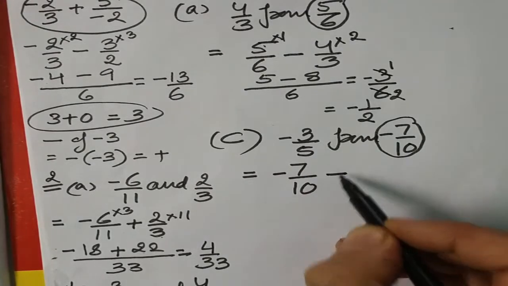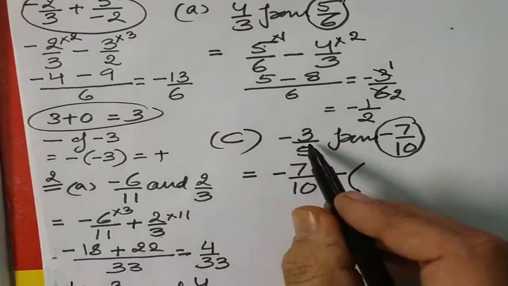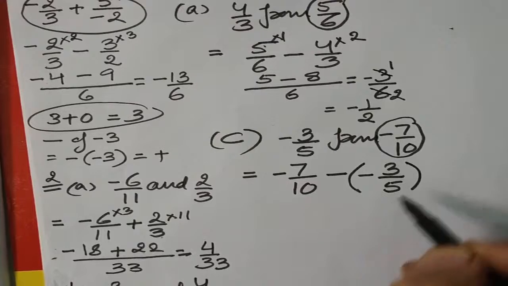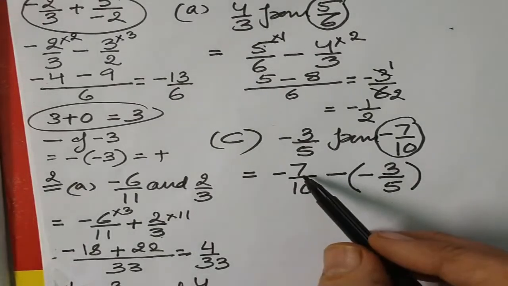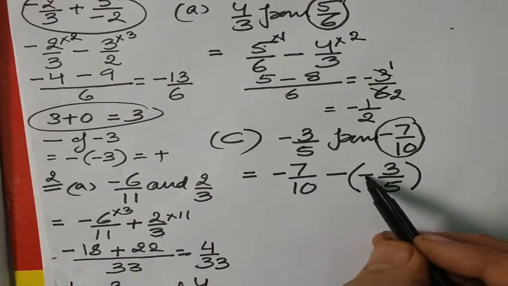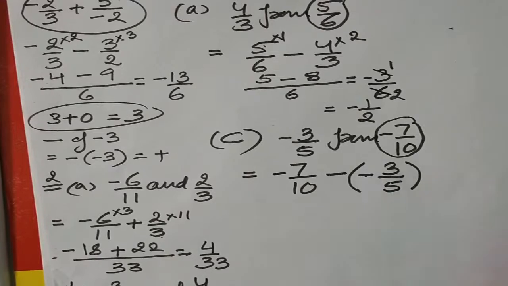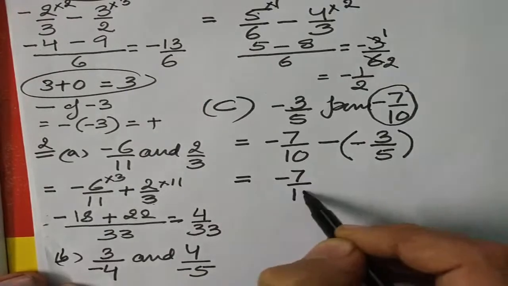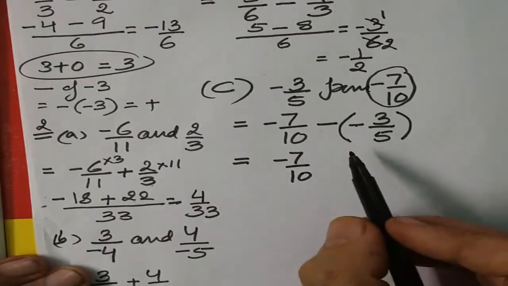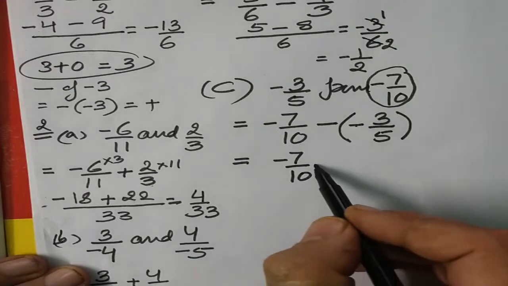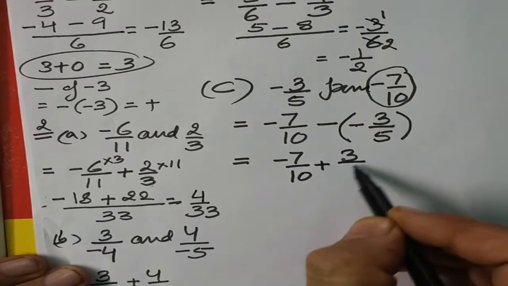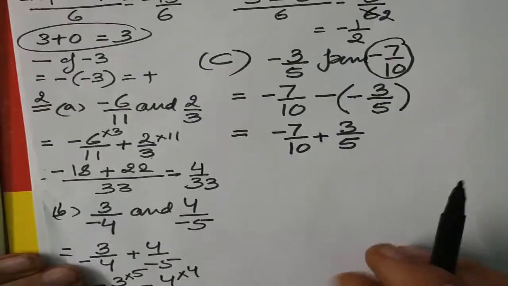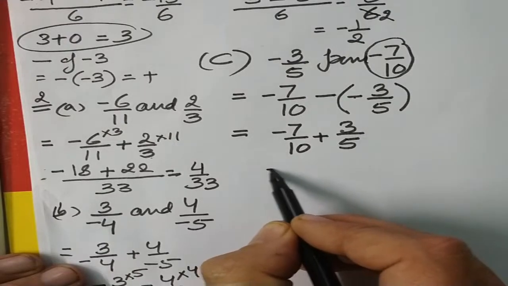Minus 7 upon 10. From this number subtract this number. So sign of subtraction, then the number itself with its minus. So minus 7 upon 10 subtract minus 3 upon 5. Now after this you have to simplify: write minus 7 upon 10 and then open this. It will become plus 3 upon 5. Minus and minus will multiply, it will become plus.